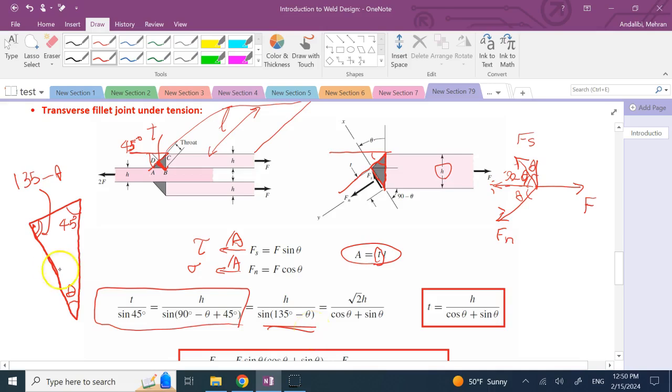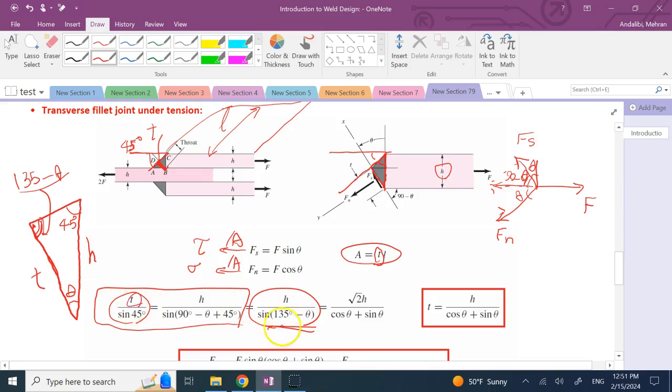Now, this member here is T, and this member here is H. So I use the law of sine. I say T over sine of the angle in front of it, which is 45, is the same as H over sine of the angle in front of it, which is 135 minus theta. So I set these equal, and from here I can easily calculate my T.